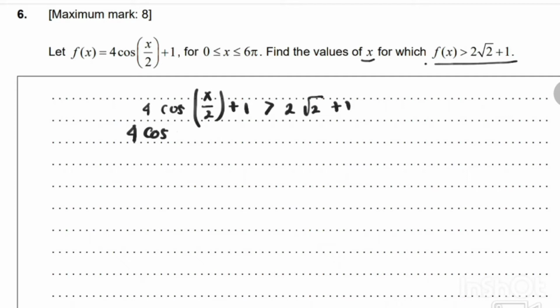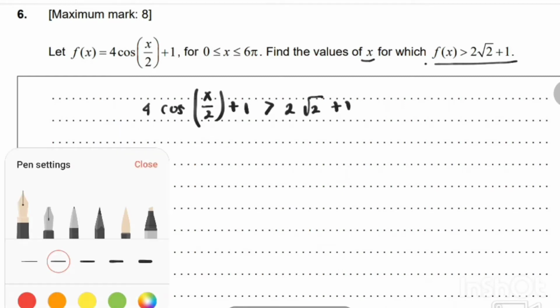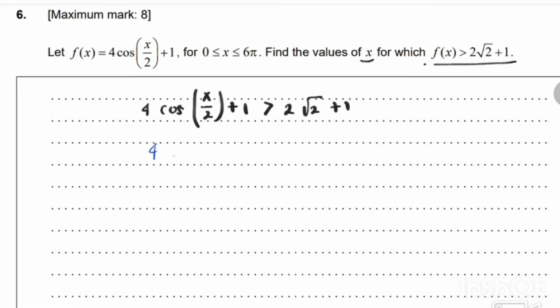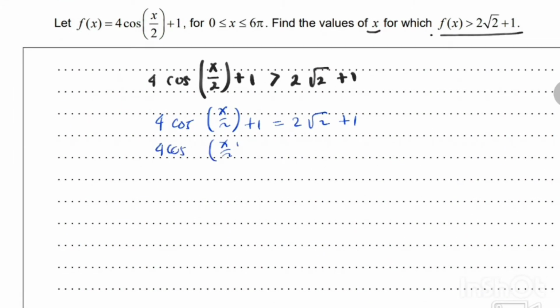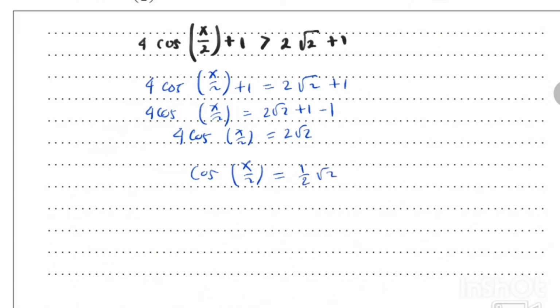So you have 4 cos(x/2) plus 1 equals 2 root 2 plus 1. Then you have 4 cos(x/2) equals 2 root 2 plus 1 minus 1. And then you have 4 cos(x/2) equals 2 root 2, then cos(x/2) equals 1 over 2 square root 2.